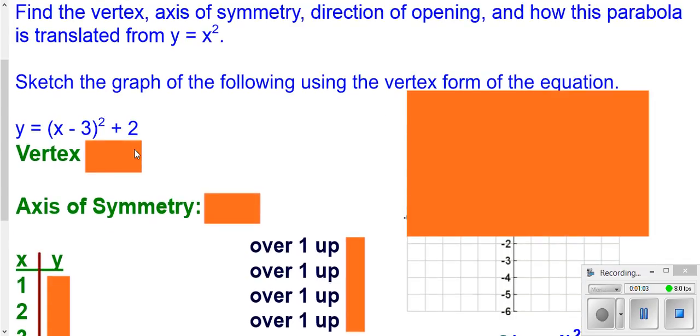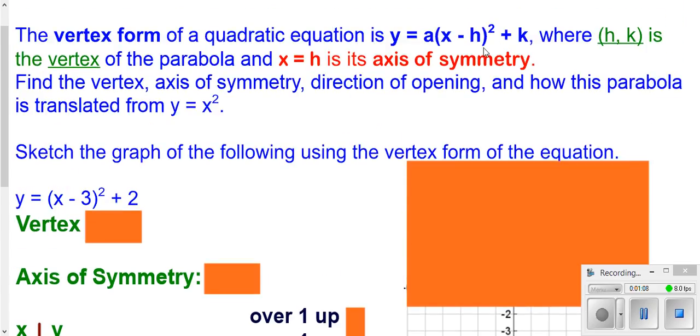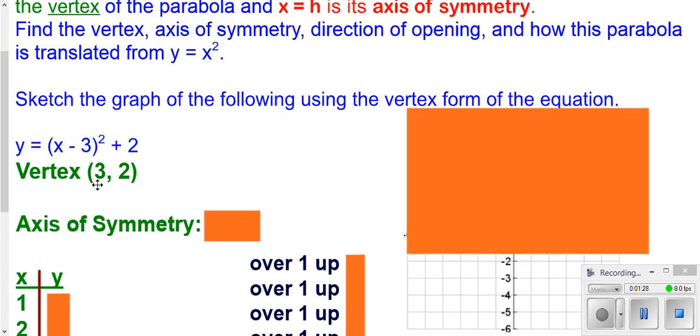So as we look at this one here, our vertex, according to this, is (h, k). It's the opposite of what's in the parentheses. So that's going to be a positive 3, and the same as what's outside of the parentheses. So that means our parabola is translated 3 units to the right and 2 units up compared to our basic parabola that goes through the origin. Our axis of symmetry then is always x equals the x-coordinate of our vertex. Since the number in front of our parentheses is positive, we know we're opening up.